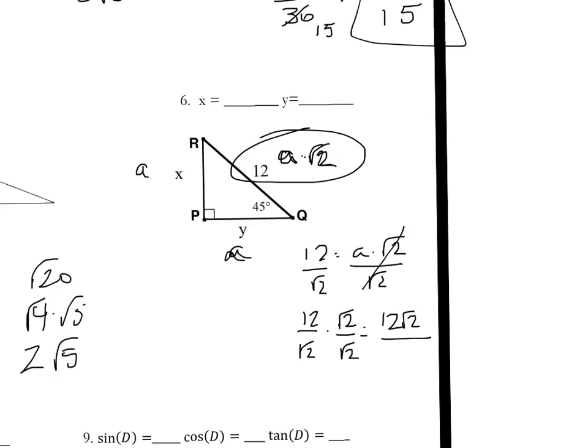square root of 2 times square root of 2, which is the square root of 4. Simplify that, I get 2. And now we can simplify 12 over 2, which is 6 root 2. So both of my legs are 6 root 2.